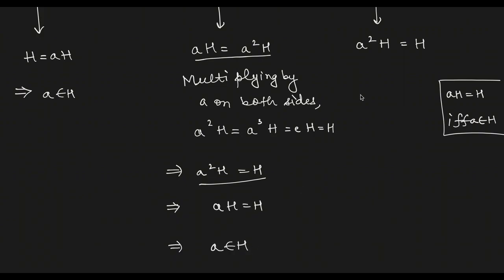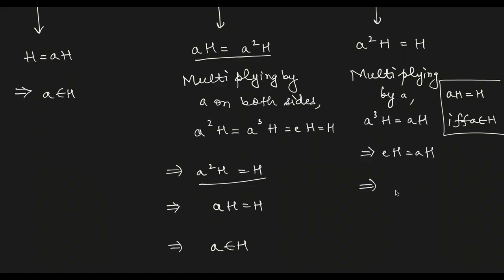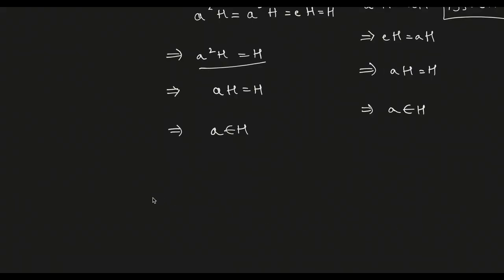Now last, here also I can multiply by A. Multiplying by A, I will get A cube H is equal to AH. A cube is identity, so EH is equal to AH. So AH is equal to H. Again, A belongs to H.